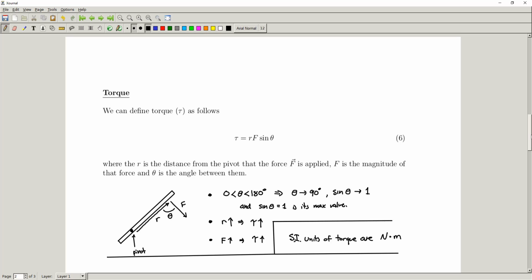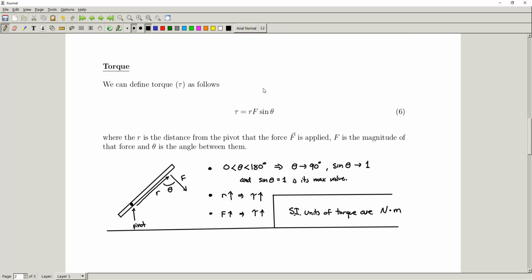Okay, so we define torque mathematically as we see here. So torque, and this symbol that you see here is a tau, so we give torque the symbol tau. And so we write torque as tau is equal to r F sin theta, where the r is the distance from the pivot that the force F is applied. F is the magnitude of our force, and theta is the angle between them.